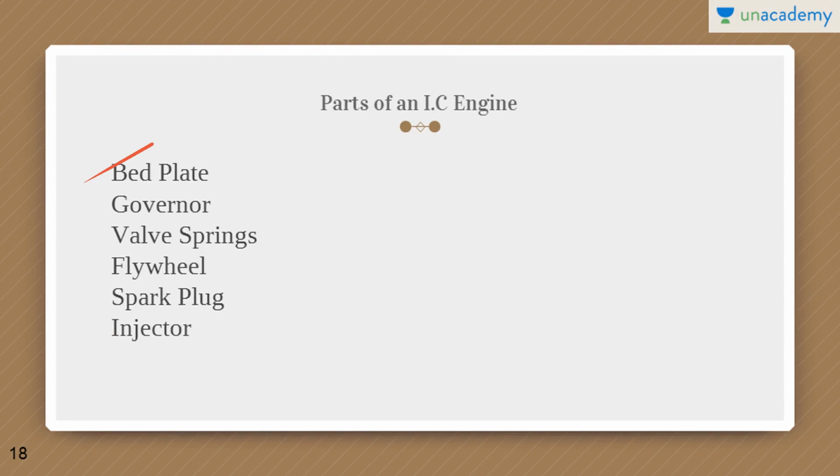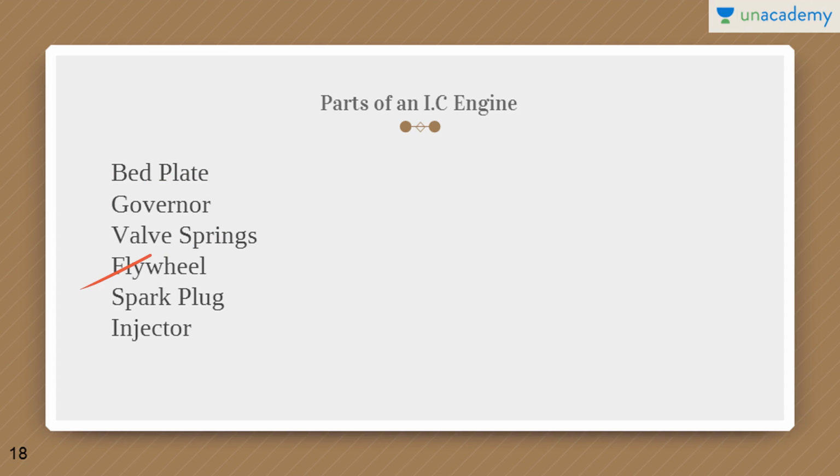Governor is a control device used to maintain the engine speed constant by regulating the charge when the load changes. You might have heard the term speed governor. So this is what the governor of an IC engine refers to. Then there is something called valve springs. These are springs fitted inside the valves. Then coming to the flywheel, it is a heavy disc which is mounted on the crankshaft. It is used as an energy reservoir.